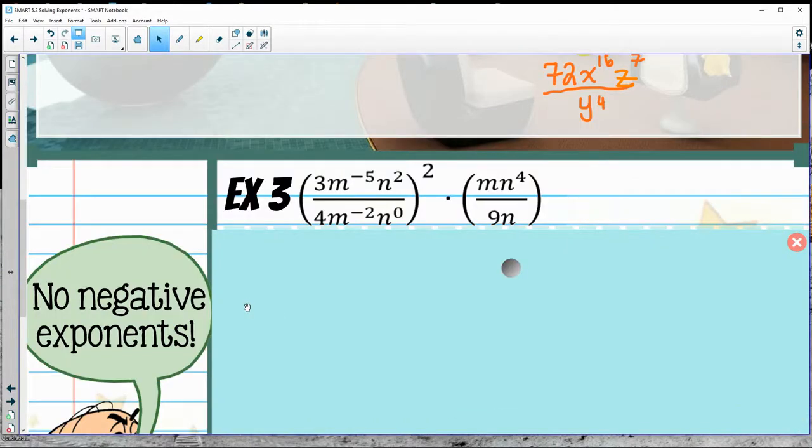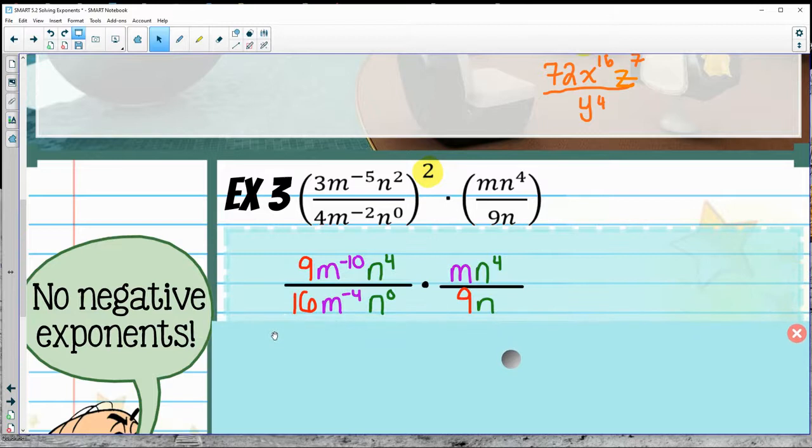All right, example 3. Again, it depends on what you would like to tackle first. Some people like to take care of the squared first, and some people prefer to simplify everything in the parentheses first. It really just depends what you see. For me, I saw the squared, and so I distributed the square first to everything, and everything got squared.